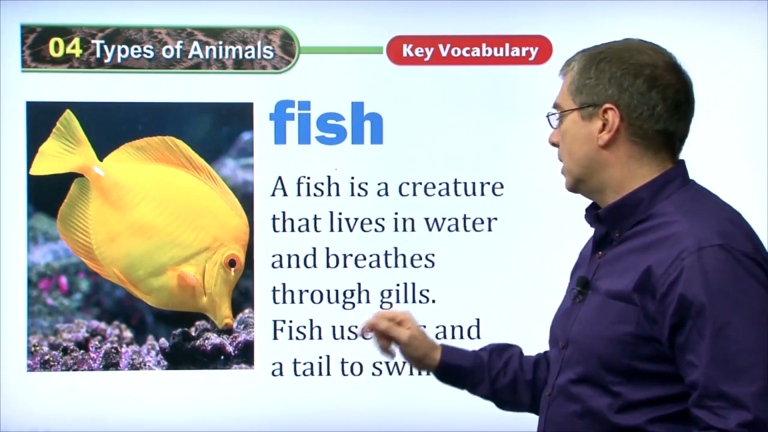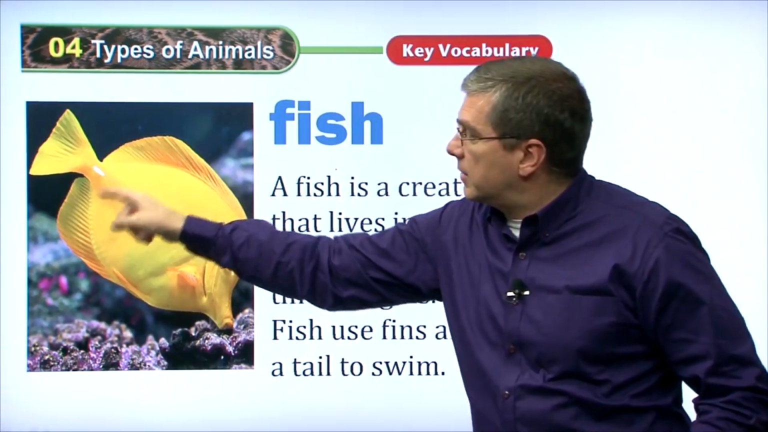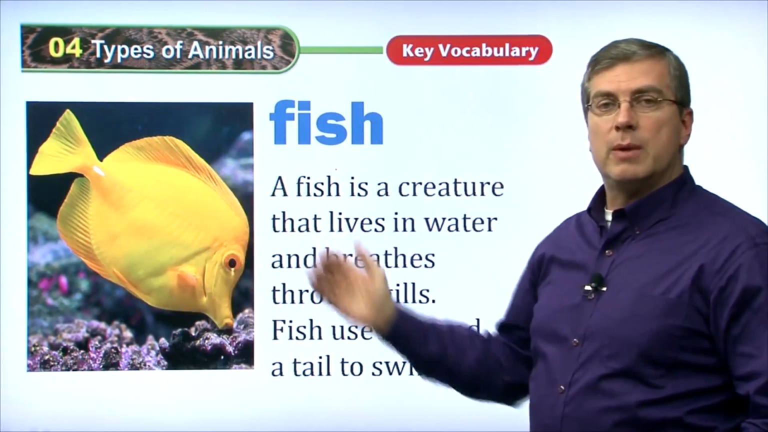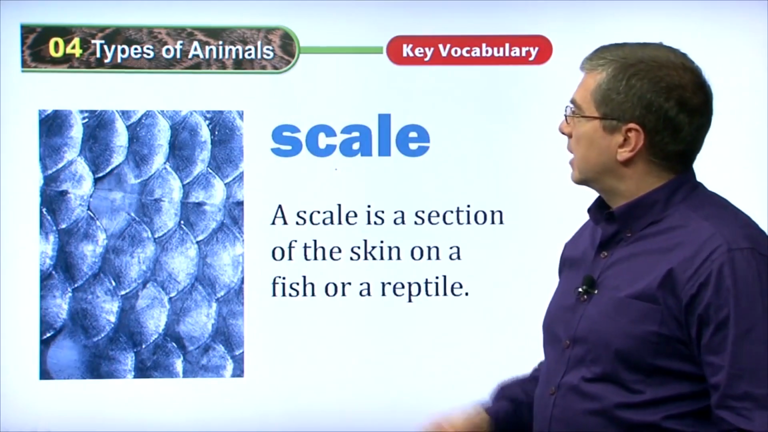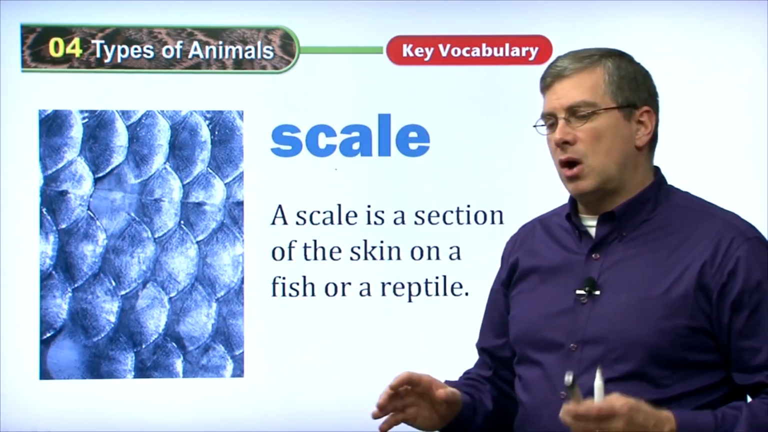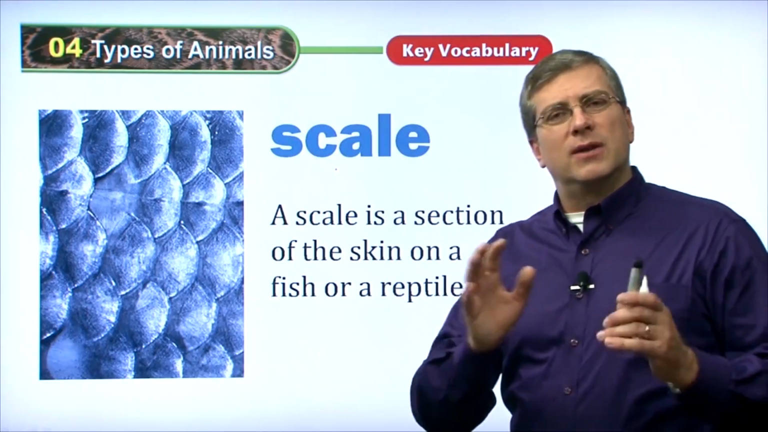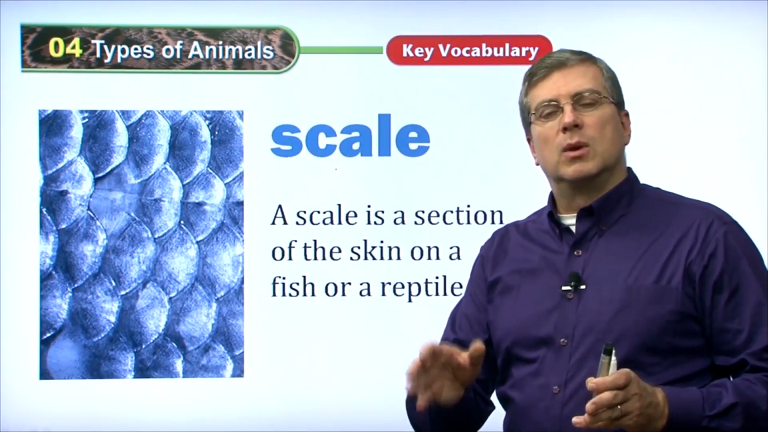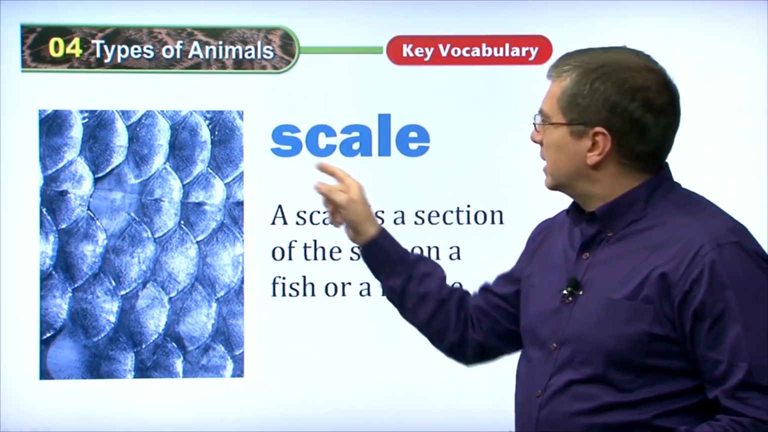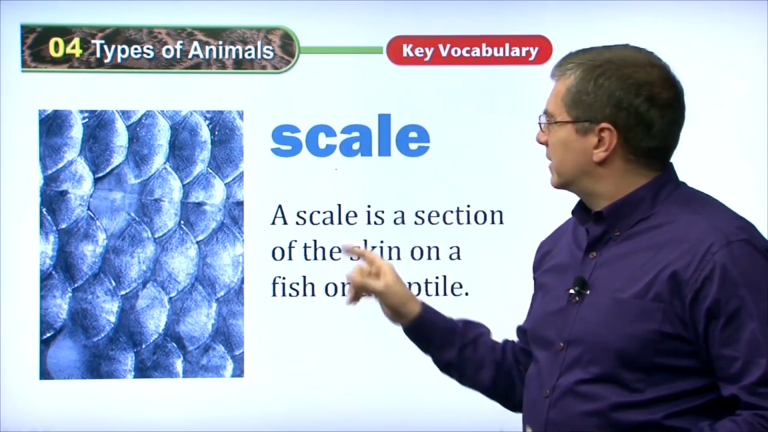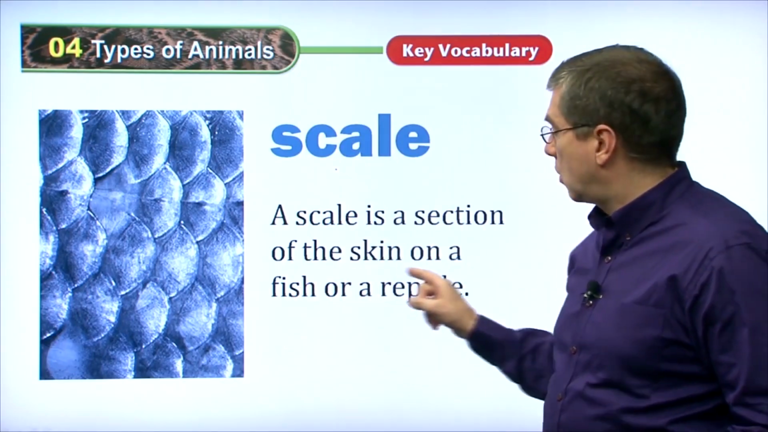Okay? So, fish use fins and a tail to swim. So the tail here and the fins, they use that to swim through the water. Okay? So, next, let's take a look at a unique part of certain fish and also reptiles: their skin. You know, different types of animals will have different characteristics. One interesting characteristic is a scale. What is a scale? A scale is a section of the skin on a fish or reptile.